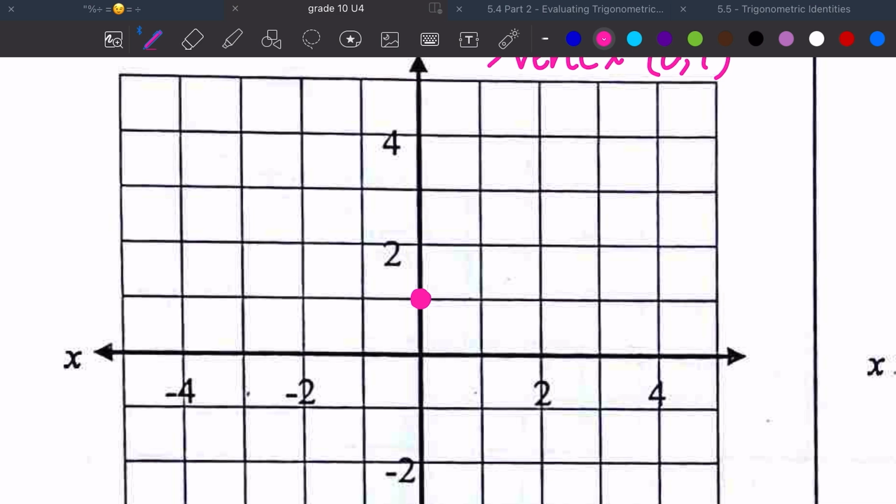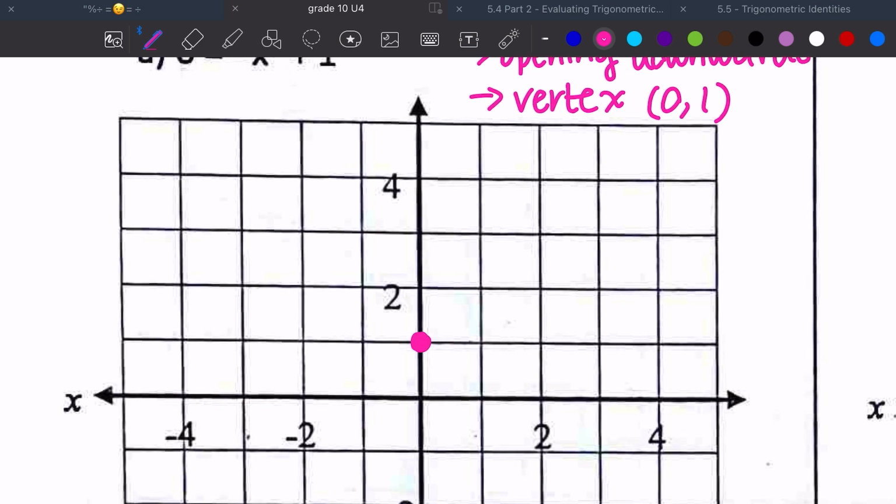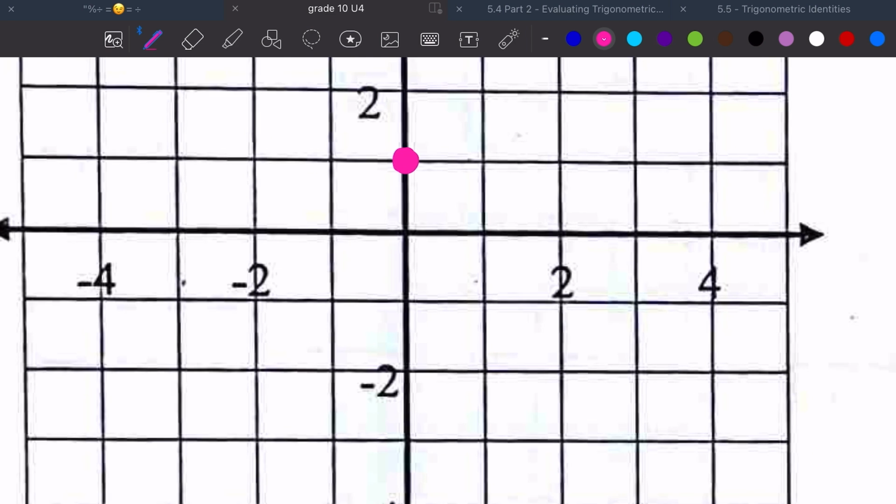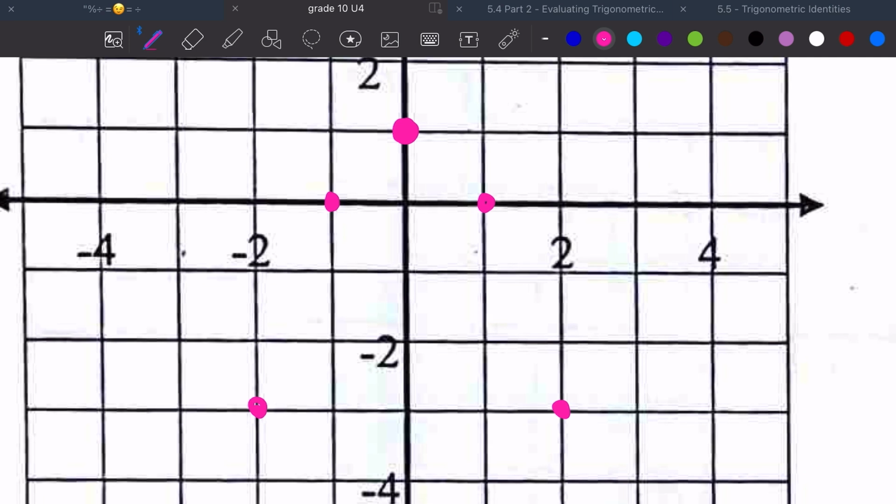And now downwards, I need my step pattern. A is -1. The negative just means I'm going downwards, but it's the regular 1, 3, 5 step pattern. So I'm going over 1, down 1, over 1, down 3, and over 1, down 3. I don't think I can fit 5, so that's more than enough. And I'm going to connect.